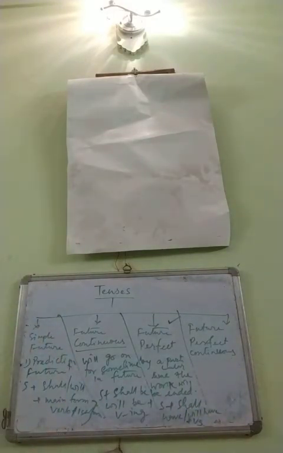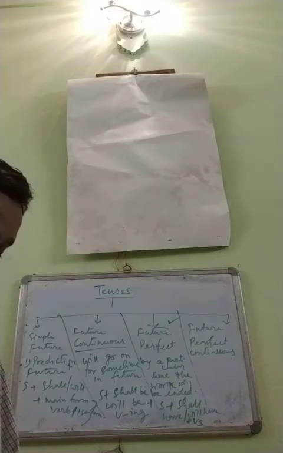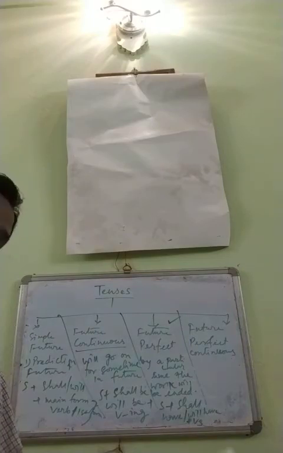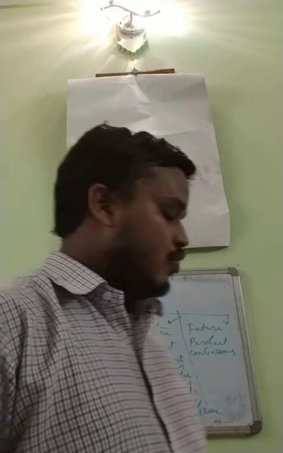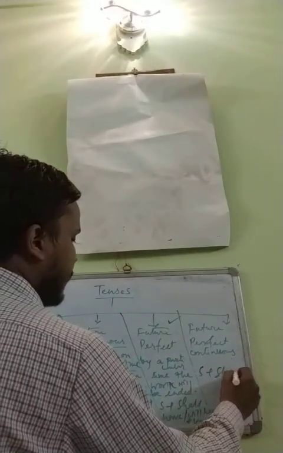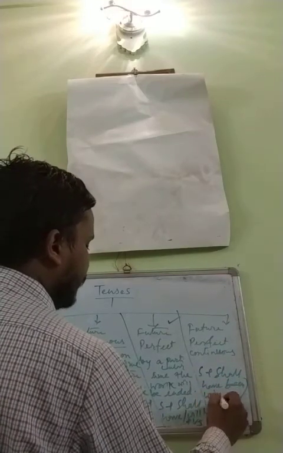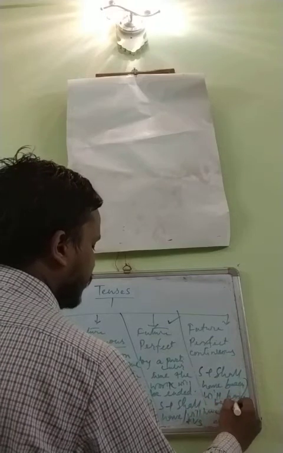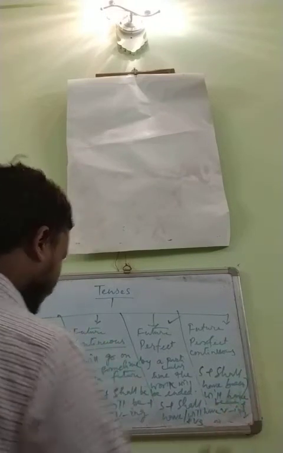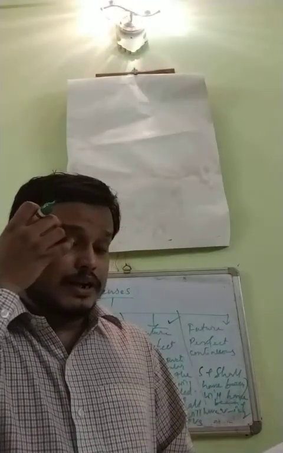Okay. Now future perfect continuous tense. Future perfect continuous tense is used to describe an action that will be in progress at or around some time. I shall have been writing for half an hour when this lesson ends. Okay, so this way you can do future perfect continuous, subject plus shall have been or will have been and verb ing.